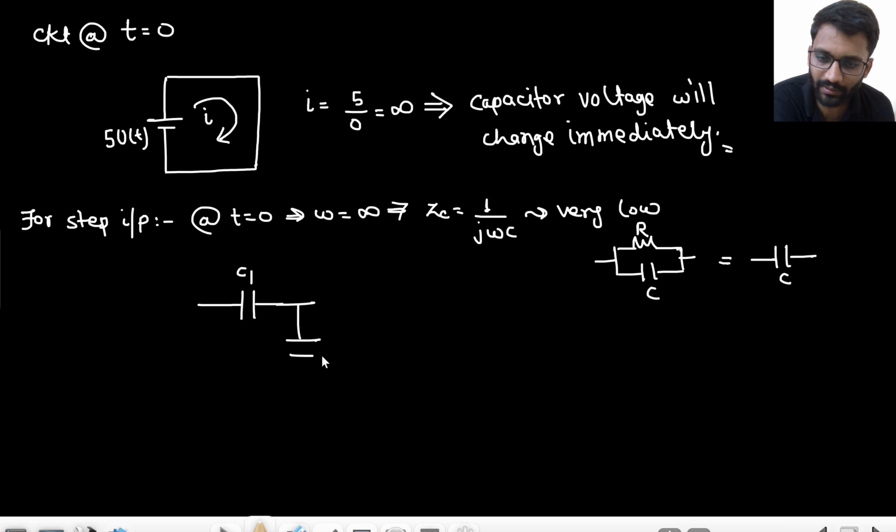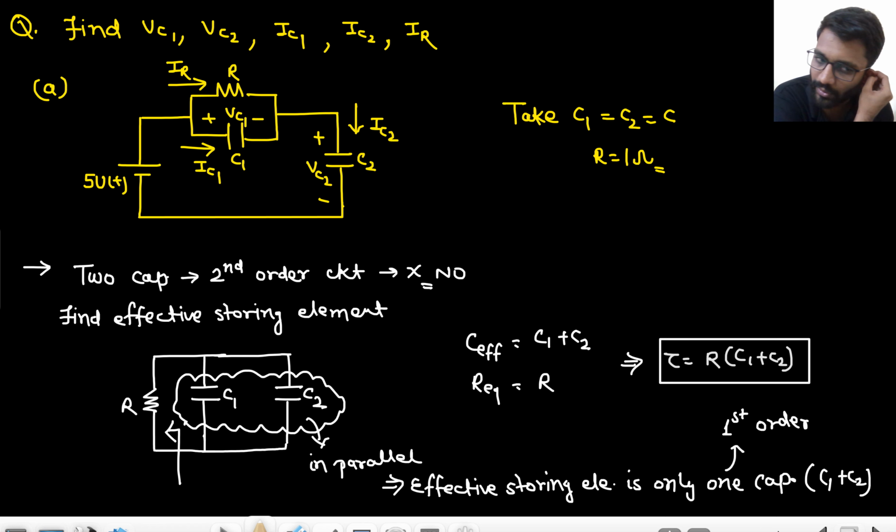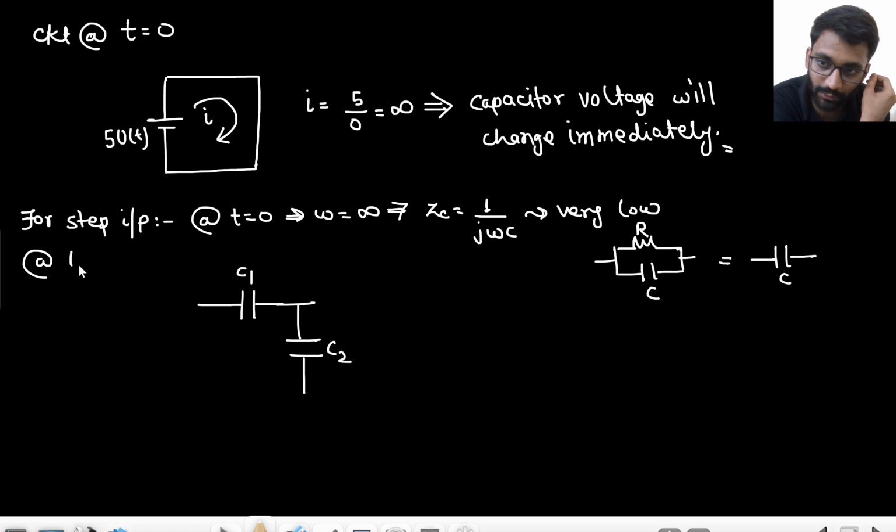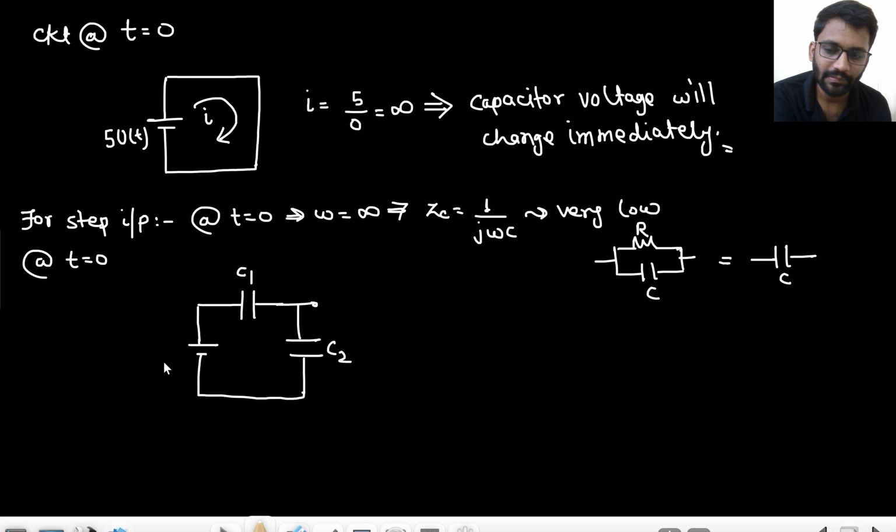And going ahead, this will be replaced with C2, because there is no parallel anything connected, so this will be only C2. This is acting at t equals 0 only. This all is happening at t equals 0, and here I am having 5 volt at t equals 0. This is your circuit, right? This is 5 volt at t equals 0. So this is your VC1 and this is your VC2.